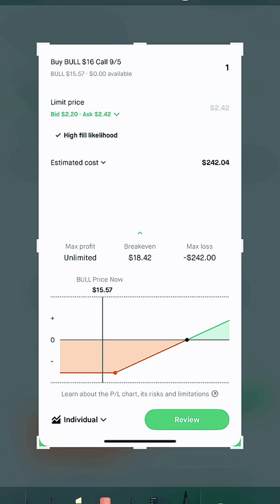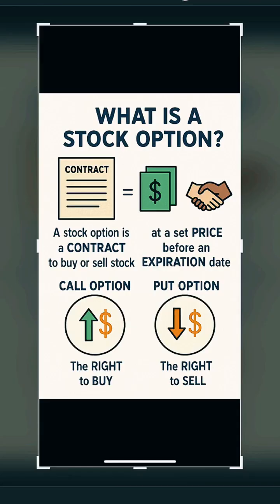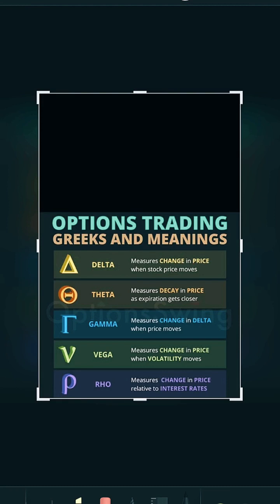I try not to be all over the place, but sometimes it turns out like that. So look, we'll go straight to what's happening. A stock option is a contract to buy or sell a stock at a set price before an expiration date. We got that understood. Now we'll move forward to options trading and the Greeks, because he keeps asking. So I'm going to tell y'all.